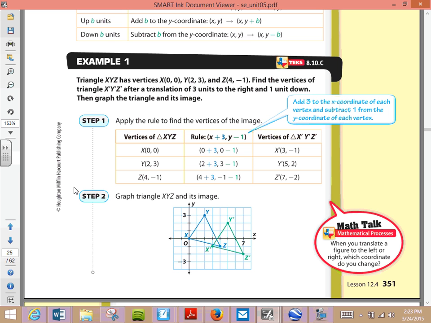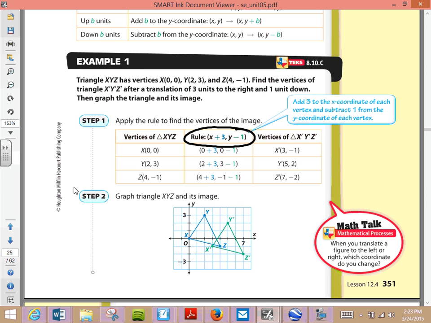The rules are basically what I told you on translations. If you're going 3 units up, what do you do to the values of the coordinates? You add 3 to which one? To the y, right? Because it goes up or down. If you're going 3 to the left, what do you do? You subtract from the x, right? Well, that's all that it means right here.